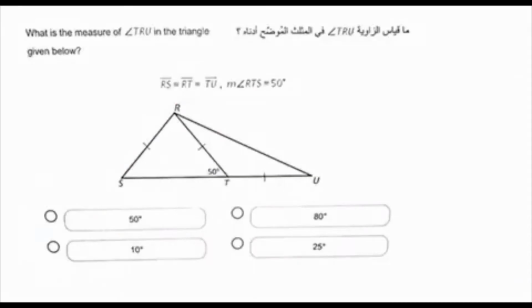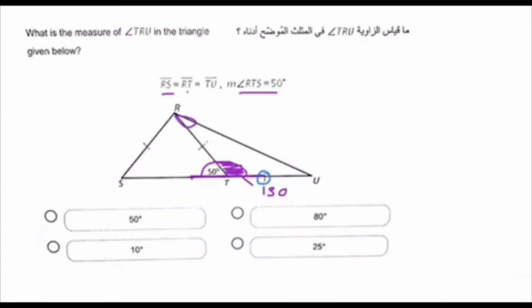The question here is asking what is the measure of angle TRU in the triangle given below. Here we see that RS, RT, and TU are all equal, given that the angle RTS is 50. Seeing here we have a straight line. This angle is equal to 50, meaning that this angle here needs to add up to 180, which will be 130. Because this angle is 130, we need to find the angle TRU, which is this angle here.